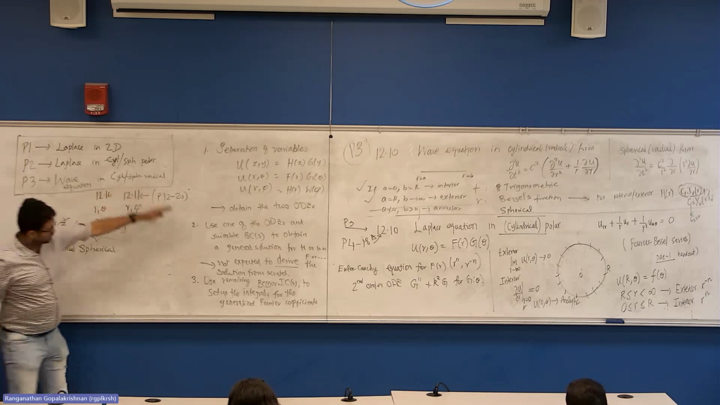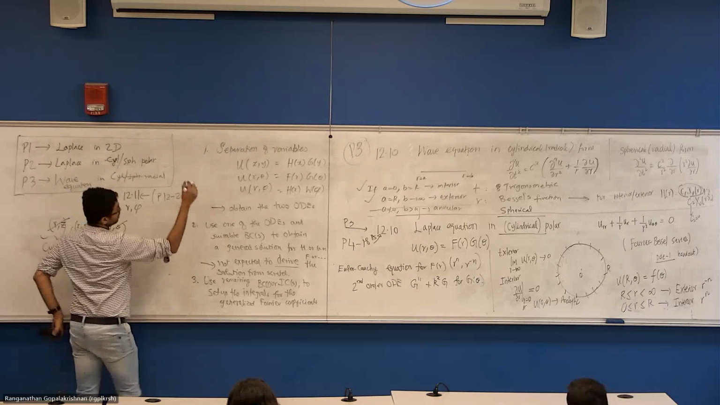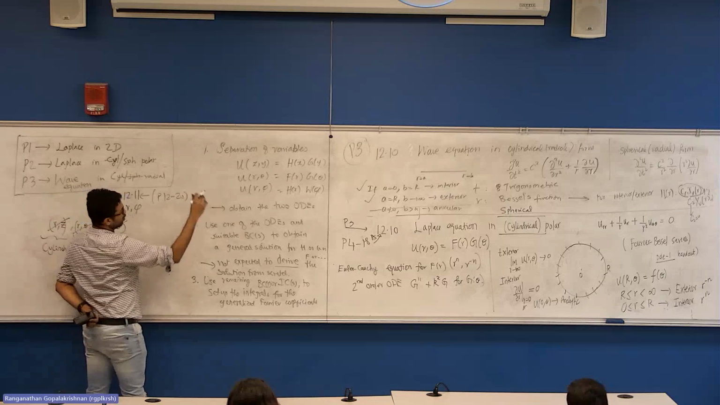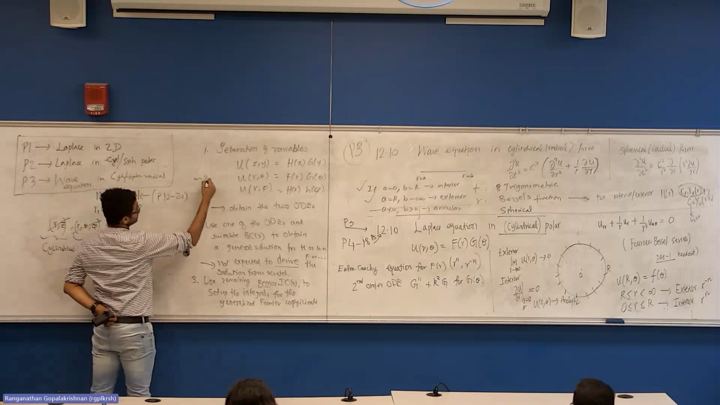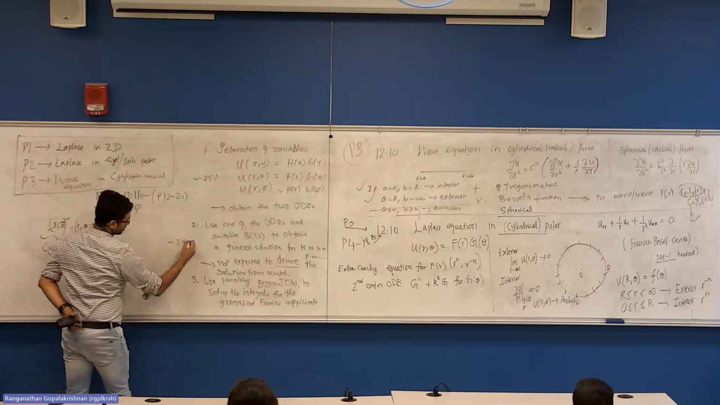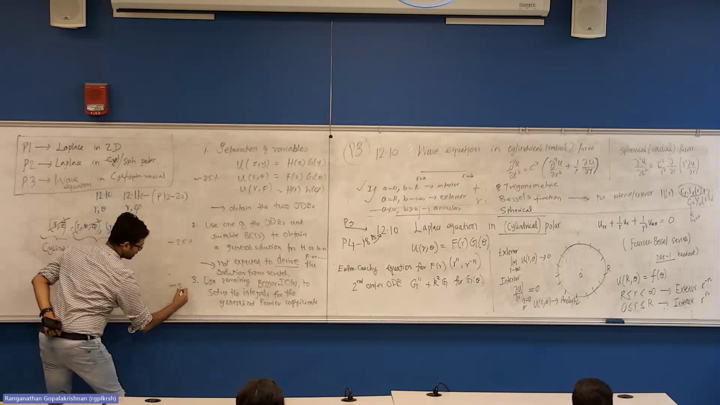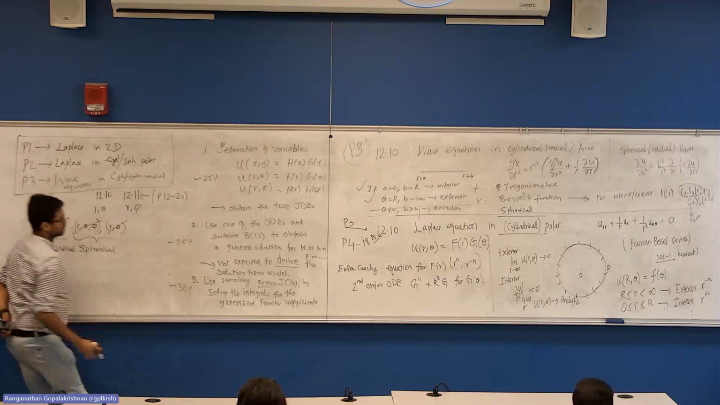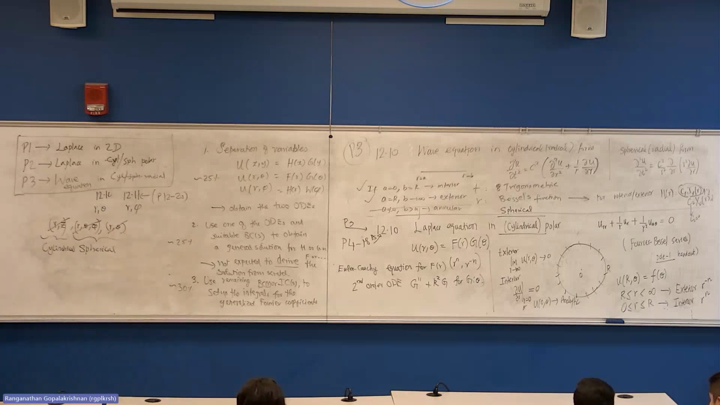So this step right here, I would say roughly, don't hold me to this, is about 25% of the credit. This is about 25%, and this is maybe, let's say, 30% or 35%. You get up to here, what remains is doing the integration.